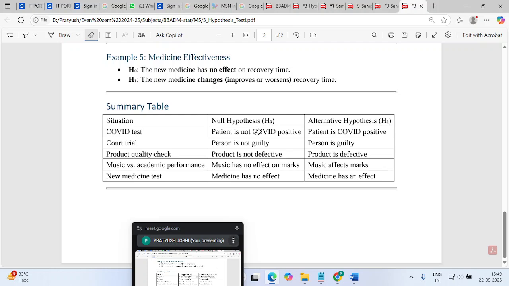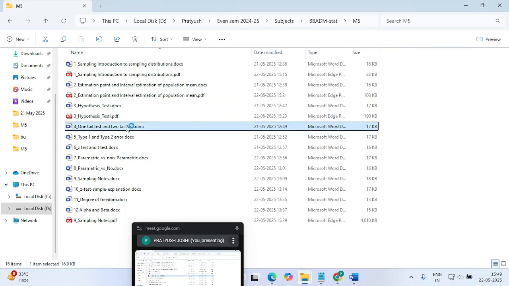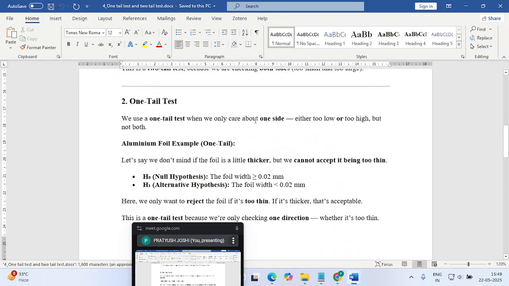If you join tomorrow, I will actually show you how to do this experiment in a numerical manner. So we will see tomorrow. But I hope till this point it was clear. Yes, sir. Okay. Now I will talk about one tail test and two tail test.